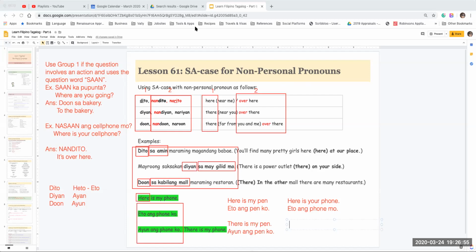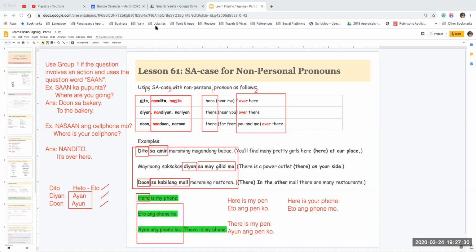So basically, here you see these two, you can use either. Because the only difference with these two is the distance. Remember, ito is close to the speaker, the second one is close to the speaker but far from the person being spoken to. And this is number three, far from both.